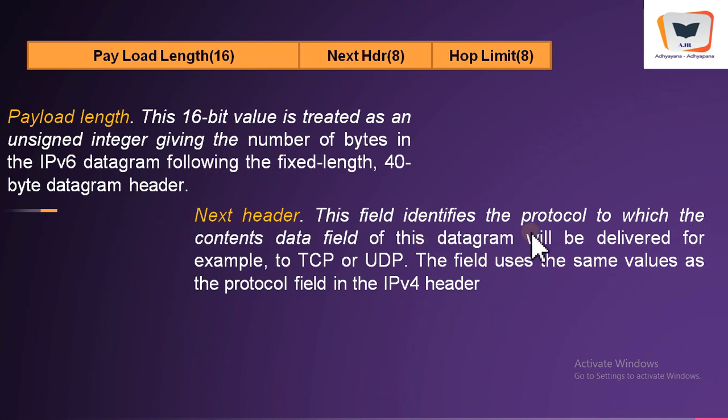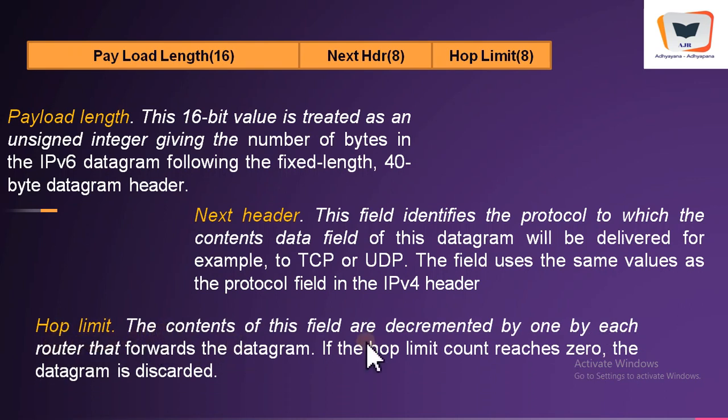Next header. This field indicates the protocol to which the contents of the data field of this datagram will be delivered, for example TCP or UDP. The field uses the same values as the protocol field in the IPv4 header, that is 6 for TCP and 17 for UDP, as told earlier. We need to remember that clearly.